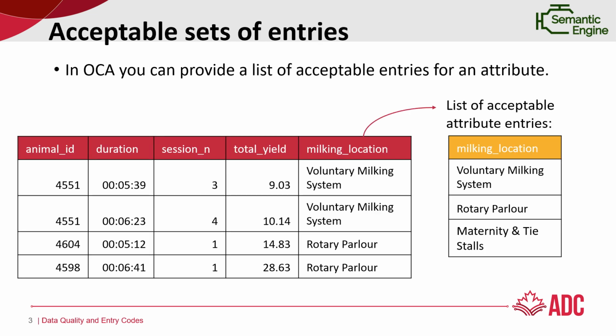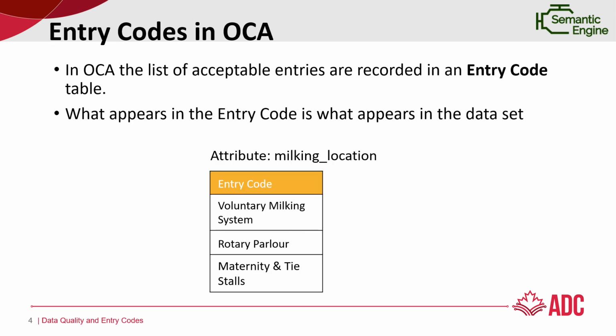a milking location. In OCA, or Overlays Capture Architecture, what you can do is provide a list of acceptable entries for an attribute. So for example, in milking location, I could say that only these three milking locations are acceptable attribute entries. Now, the entry codes are recorded in an entry code table. And what appears as an entry code, one of these three options, is what is going to be recorded in your data set.